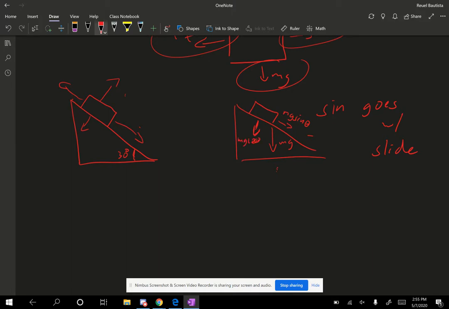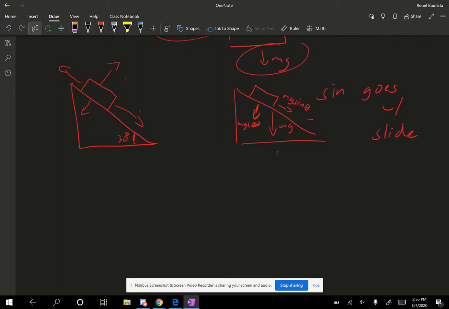Another super important thing that I forgot to mention is normal force. Normal force is super cool. Normal force is typically used when we have a surface. Normal force is the force applied to a body or an object by the surface it's on.